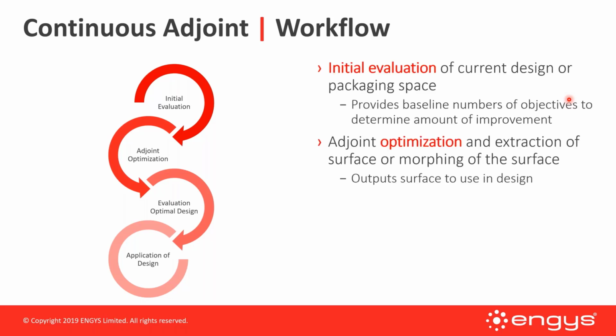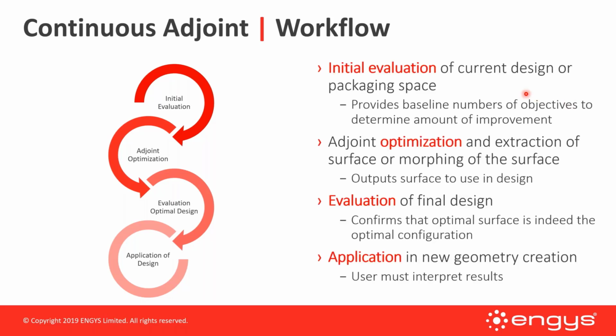So overall, the workflow for the whole adjoint optimization process, first we'll perform an initial evaluation of the current design or packaging space. And this is crucial because it provides a baseline of the objectives to help us really determine the amount of improvement that we've gained. Next, we would do an adjoint optimization and extract the morphed surface. And the output of this, we would see information about the objective. So we might see the power losses drop, and then we would also have this optimal surface that we can reuse in the design process.